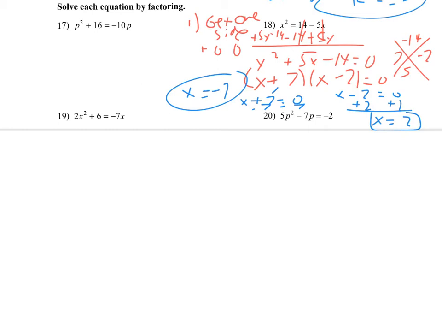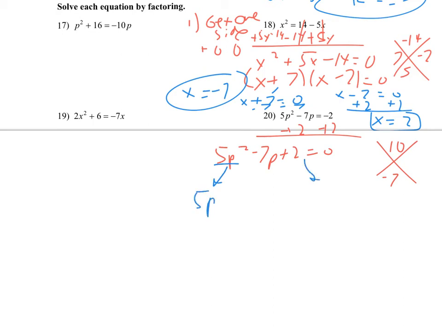Number 20, same idea here. I want to get one side to 0 first, so I'm going to add this 2 over. So I get 5p squared minus 7p plus 2 equals 0. I'm going to factor it now, multiplying to 10 and adding to negative 7. However, since I have this 5p squared out front, I know I'm going to have to use my grouping technique here. So this is just going to tell me how I split up my negative 7p. So I think this is negative 5 and negative 2, so I'm going to put negative.